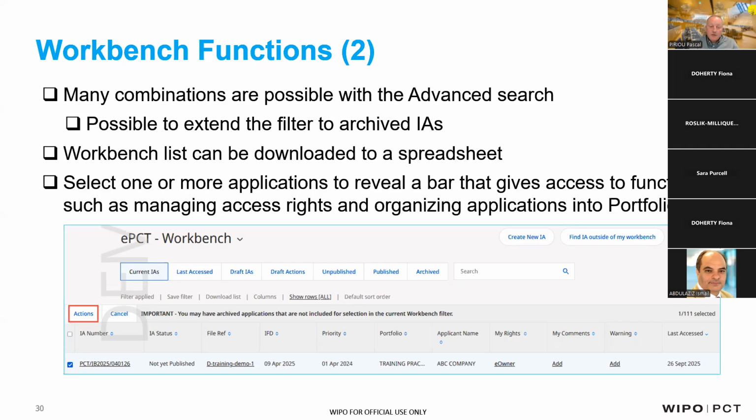And as soon as you select one or more applications from your ePCT workbench, then you will have an action button where you can manage access rights. You can move applications from one portfolio to another portfolio. You can also remove your rights, and you can archive or unarchive an application.